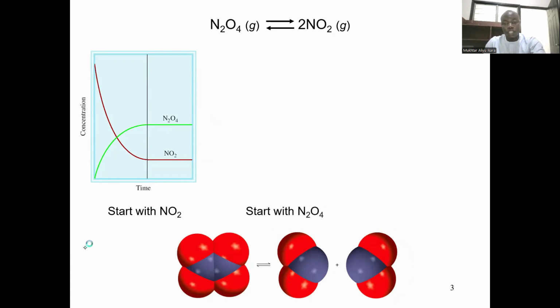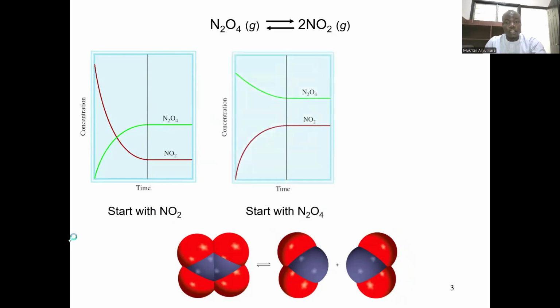So now let's say you are starting with dinitrogen tetraoxide. It means that dinitrogen tetraoxide is decomposing to produce nitrogen dioxide. In this case, the concentration of dinitrogen tetraoxide is decreasing while the concentration of nitrogen dioxide is increasing, because at this point we are just considering a backward reaction. If you are considering a backward reaction, it means that the concentration of the dinitrogen tetraoxide will be decomposing.